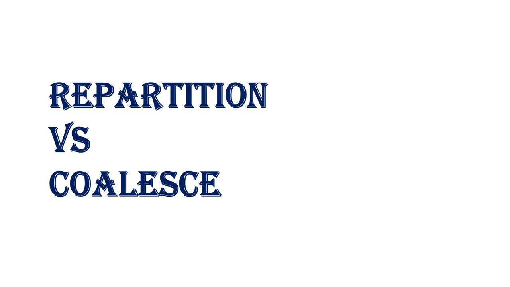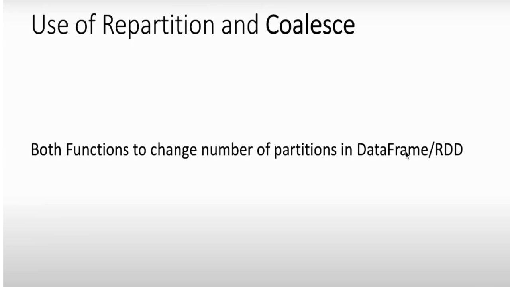Repartition and coalesce are two very basic functions in the Spark framework when we're dealing with data frames and RDDs. Both functions are basically used to change the number of partitions of a data frame or RDD. Let's say we have a data frame or RDD, and the requirement is to increase or decrease the number of partitions for some reason, depending upon the requirement. We can go for these two functions. Let's discuss it in a detailed way.